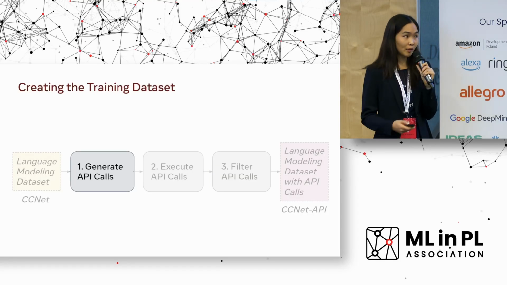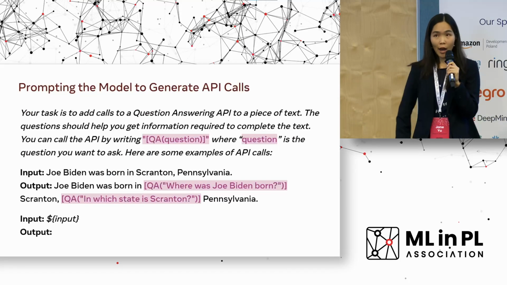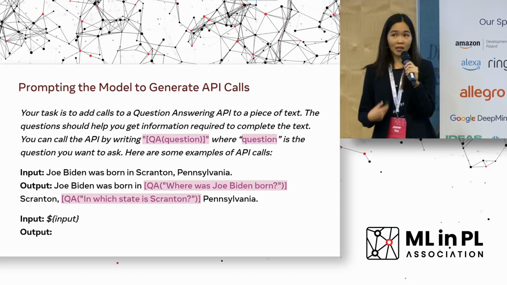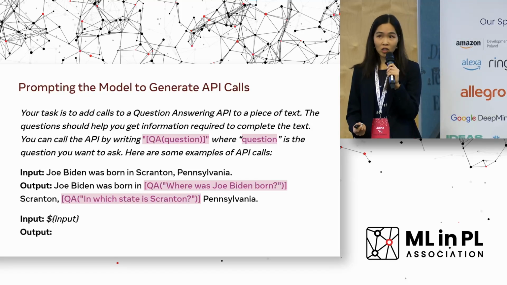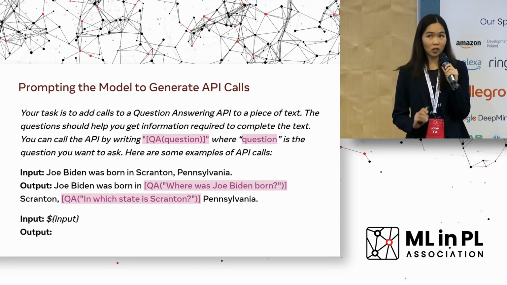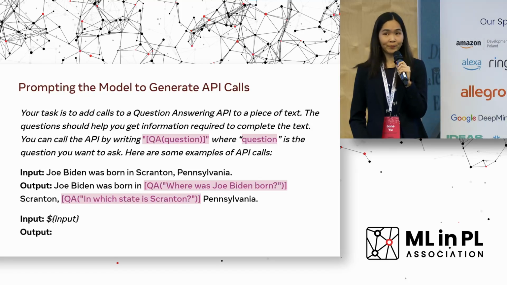So turning to the first step, generating API calls, what we're going to do is prompt the model. And we prompt the model with the following prompt. Your task is to add calls to a question answering API to a piece of text. The question should help you get information required to complete the text. You can call the API by writing QA question, where question is the question you want to ask. Here are some examples of API calls.